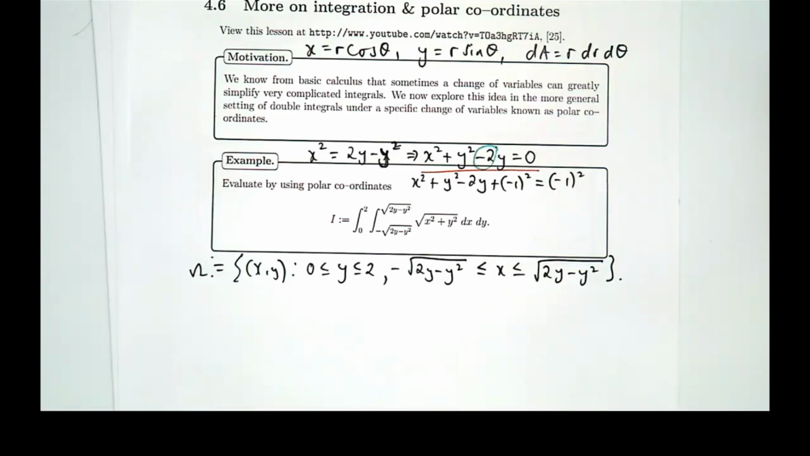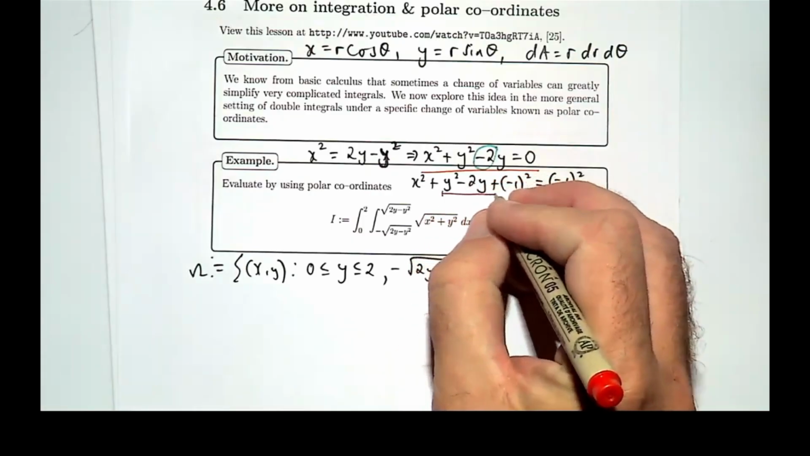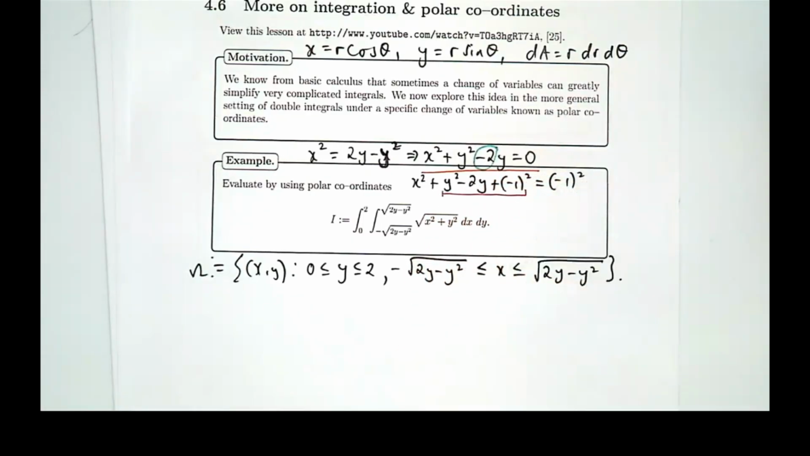Okay? So what's the significance of that? It actually looks like I've made it more crazy. Well, this is now a perfect square. Y minus 1 all squared. Okay?